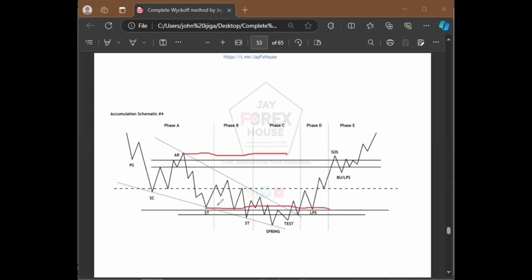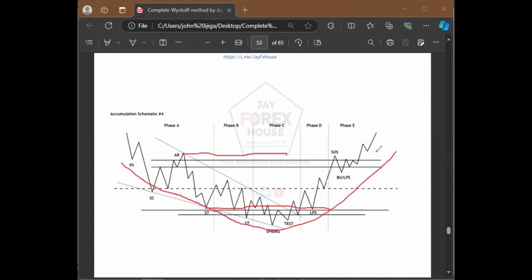Sorry, the resistance, the support. This is the resistance. This is the support. The resistance is stopping price from going higher. The support is holding price from going lower. So the support is kind of like saying, go up. And the resistance is like, stay down. So that's the concept of support and resistance. This is the support. This is the resistance. Support, resistance.